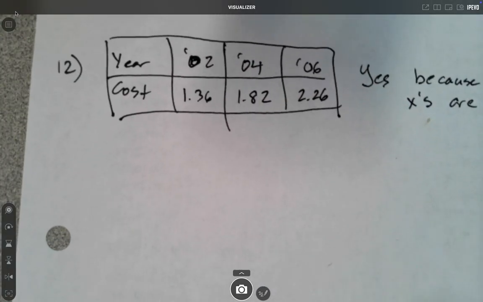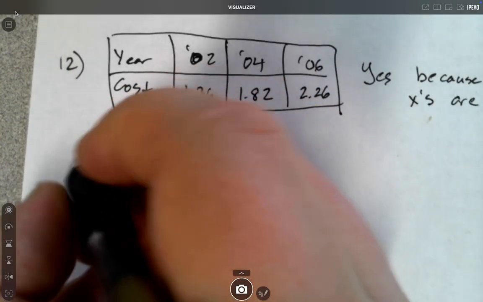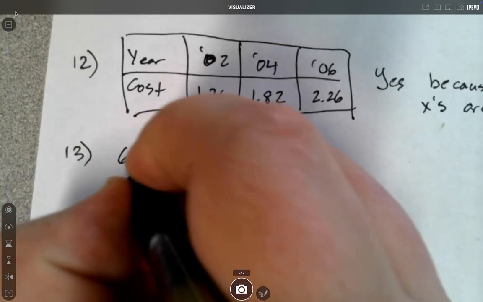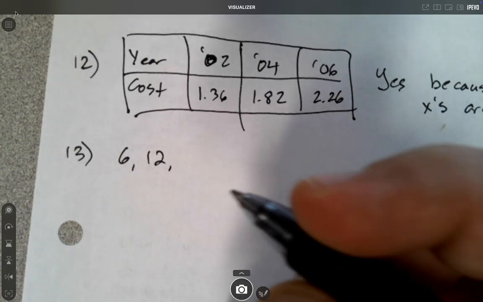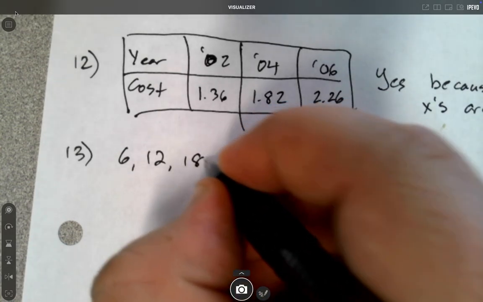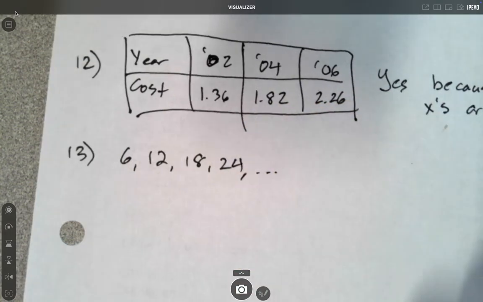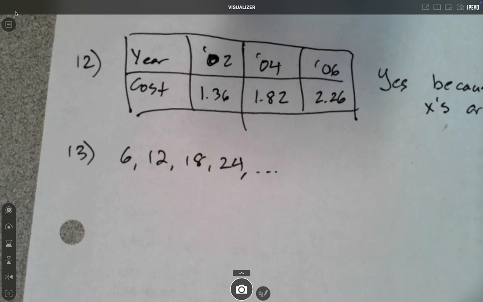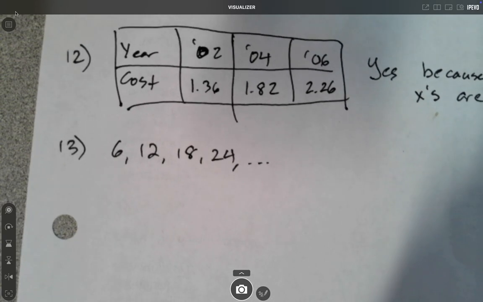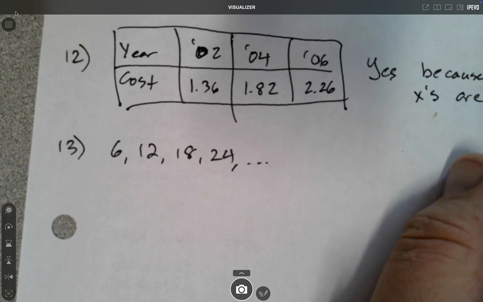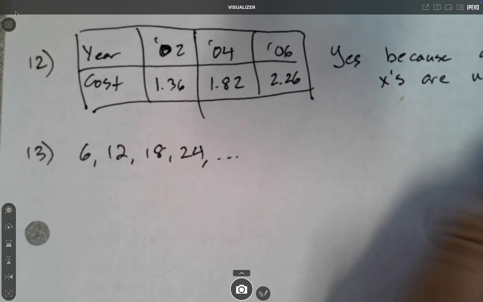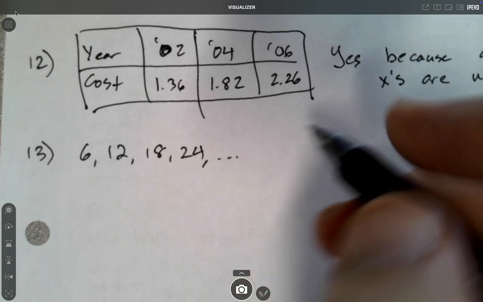Okay, 13. Describe the sequence 6, 12, 18, 24 using words and symbols. Okay? So there's 3 things we need to do when they ask us to describe a sequence in words. First, we need to identify the common difference.